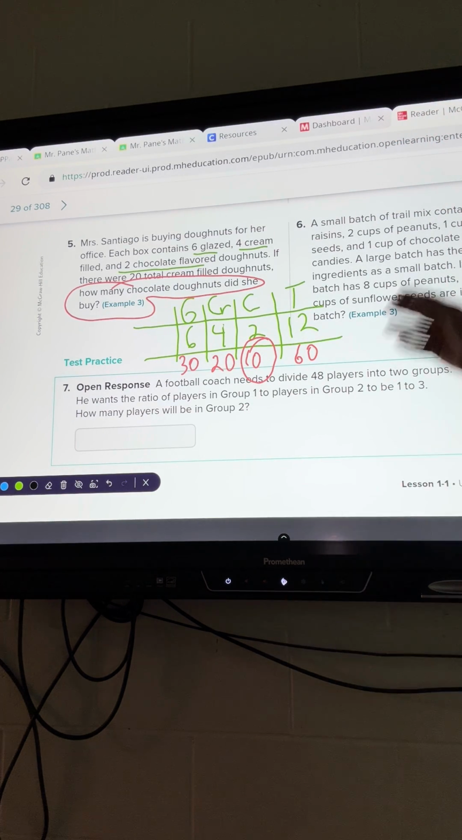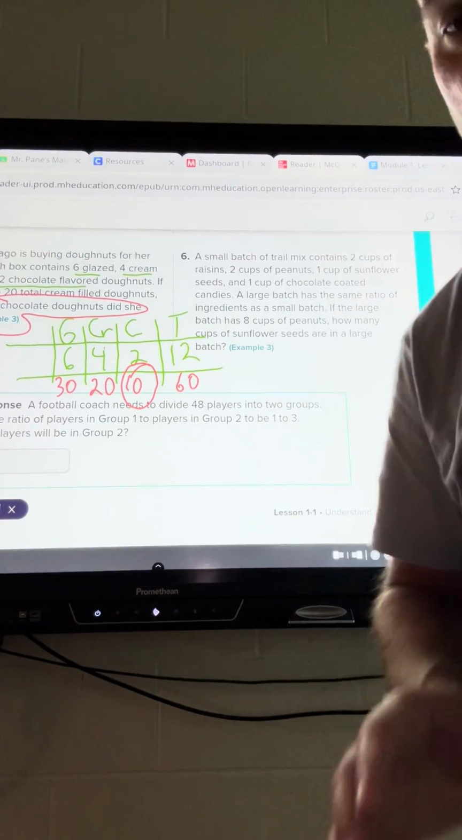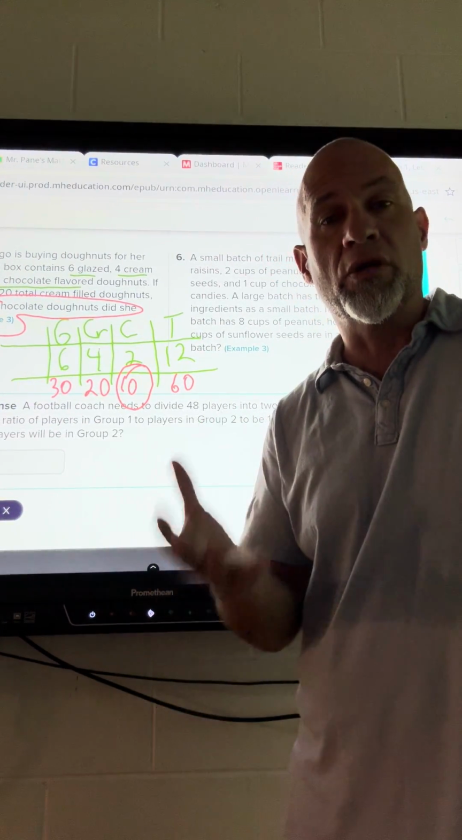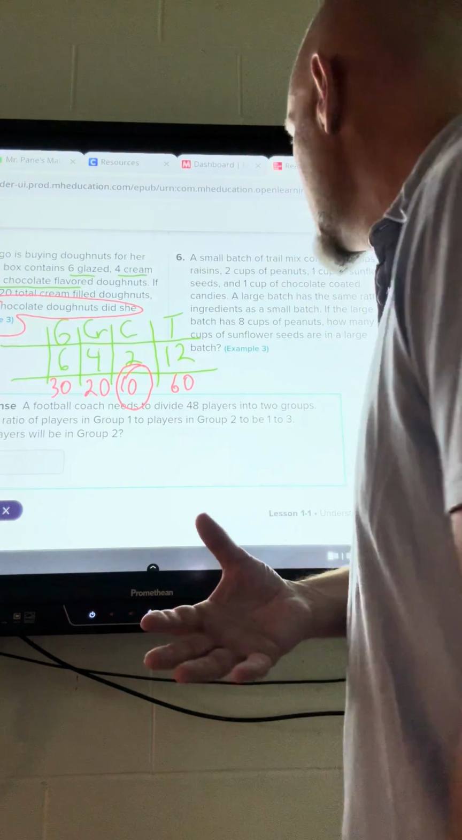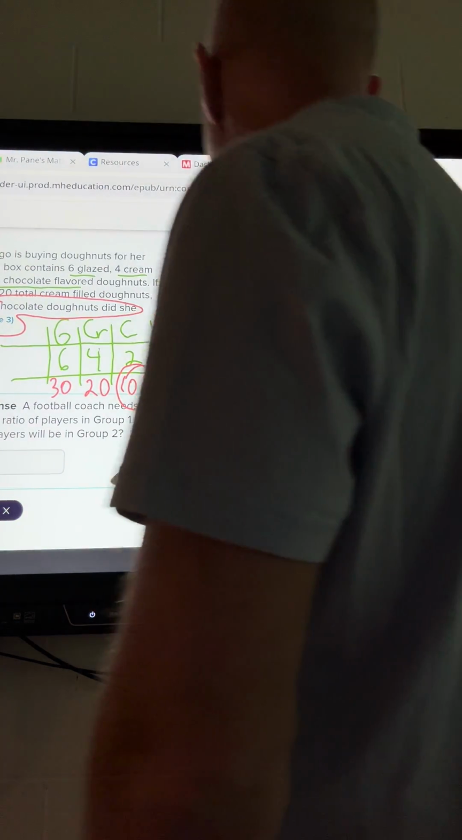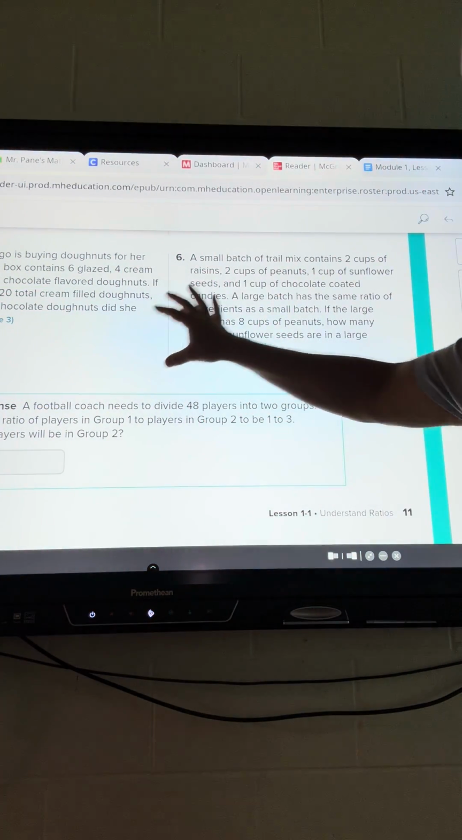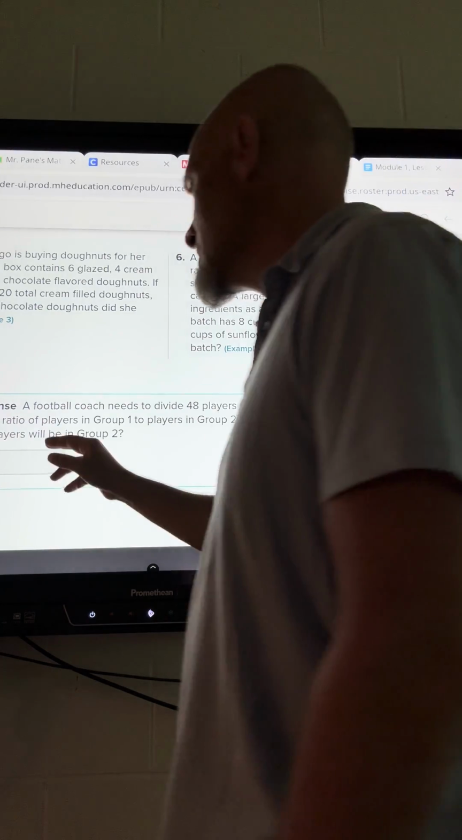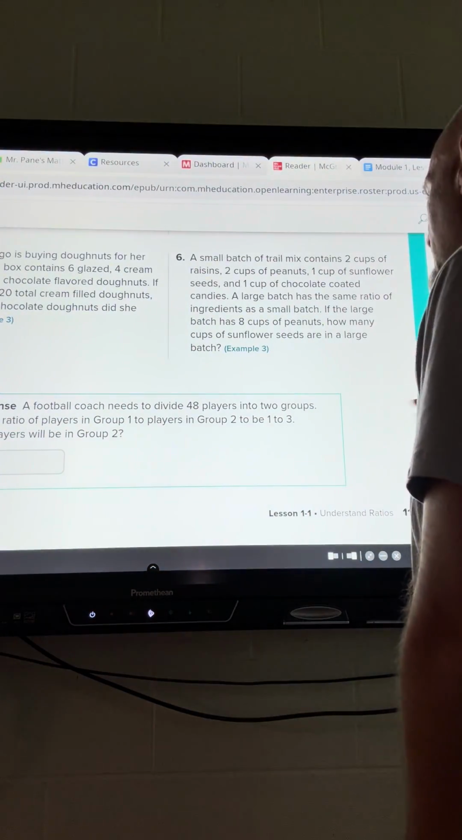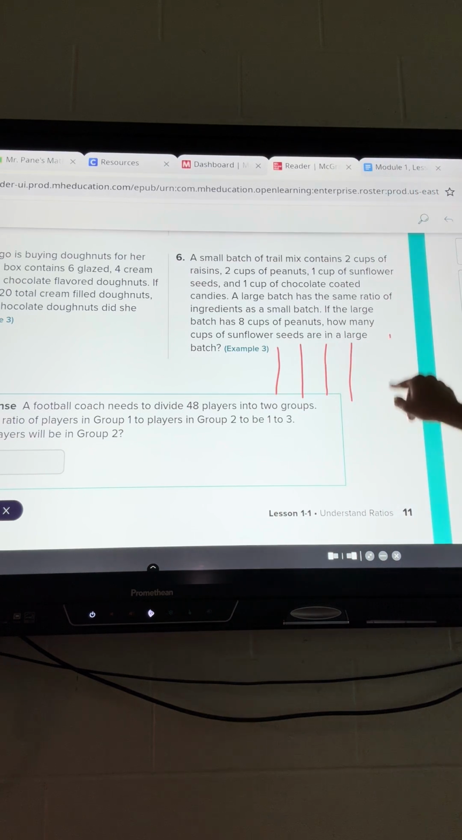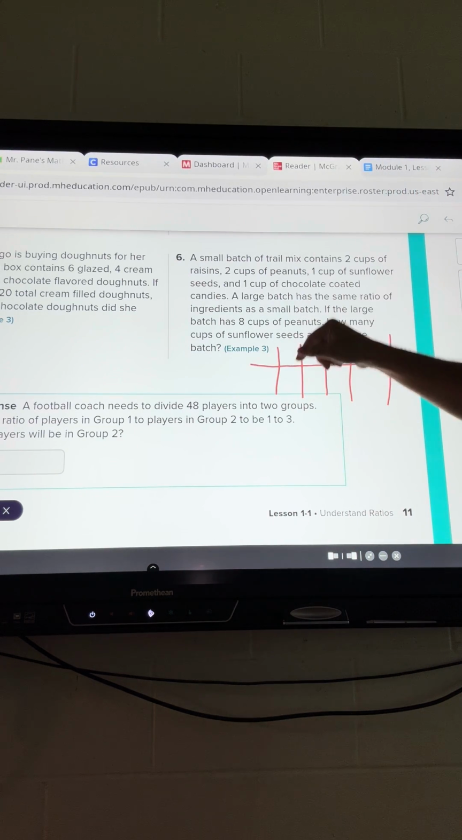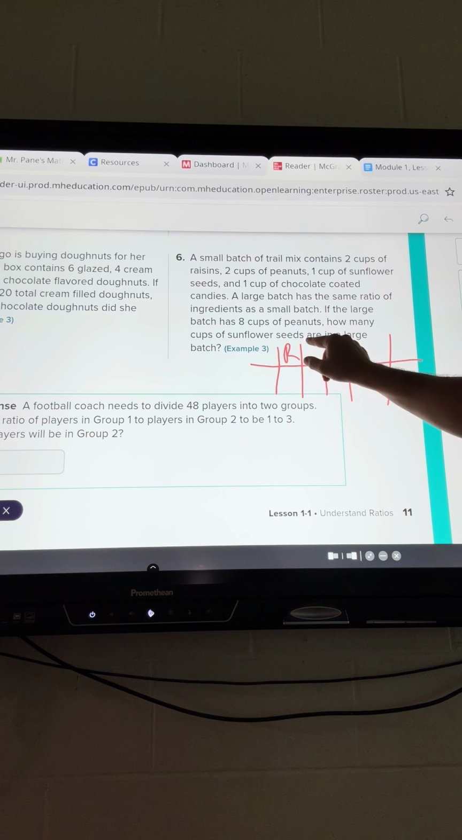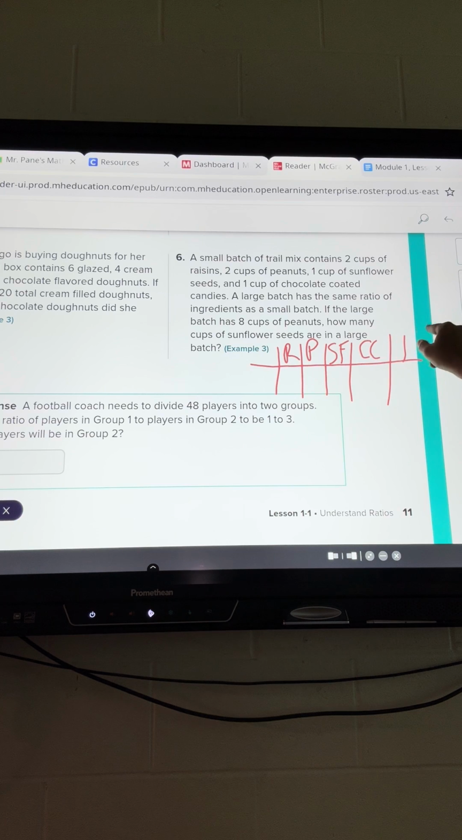Okay? For number 6, it's exactly like the donut problem, except now you have ingredients to a trail mix. And the other thing is you have 4 ingredients. Here there were 3 types of donuts plus your total. Here we're going to have 4 ingredients plus your total. So you want to make a table that involves all of the ingredients. So how many ingredients do you have? You have 4. Trail mix contains 2 cups of raisins. You've got peanuts, you've got sunflower seeds, and you've got chocolate-coated candies plus your total.